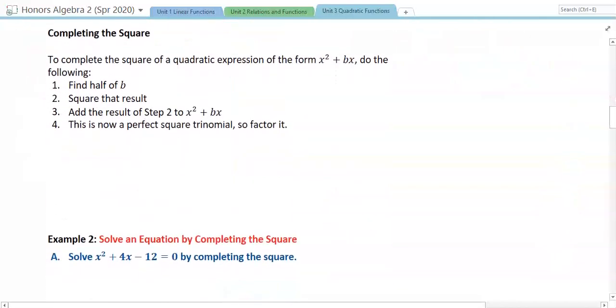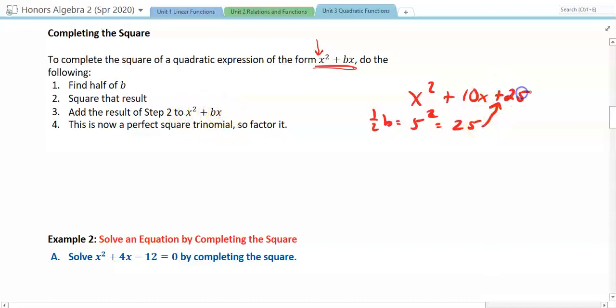And so let's talk about some steps to complete the square. Again, these are steps that you should have seen in Algebra 1, just reviewing this. So the steps to complete the square of a quadratic that's in the form of x squared plus bx. The key is that there is no a value other than 1 in front of the x squared. Do the following. First, take half of the b. So let's say I've got x squared plus 10x, right? So half of the b would be 5. And then it says to square that. So 5 squared is 25. And it says add this result back to here. And so I'm going to add 25.